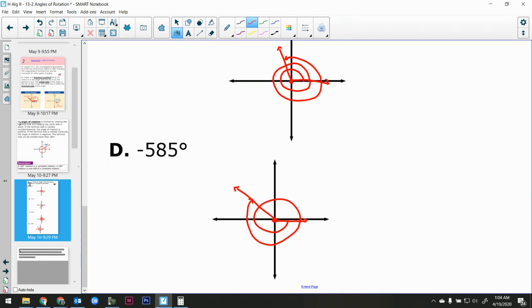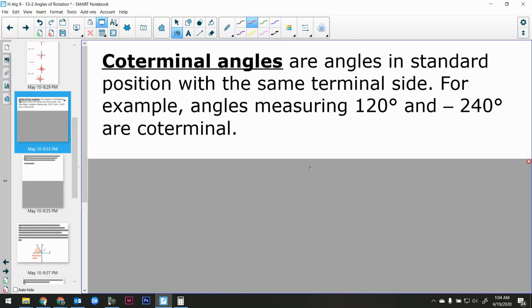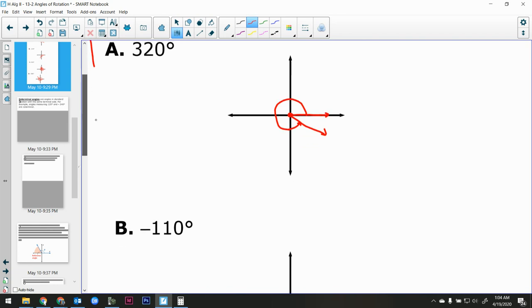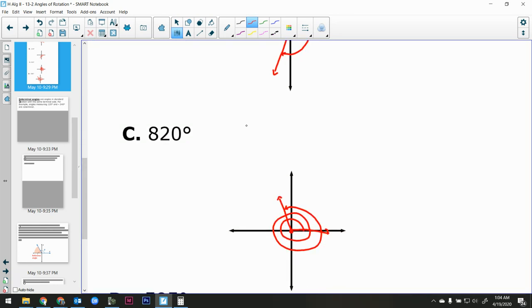Again, you're going to see me stop drawing in those spirals pretty soon here. Now, why am I drawing in those spirals? Well, because you don't see the full rotation if you're just given, like, think about this angle. Okay, think about this angle.